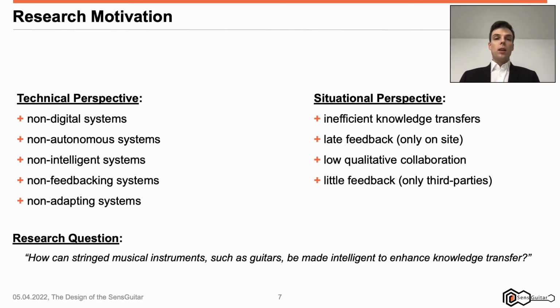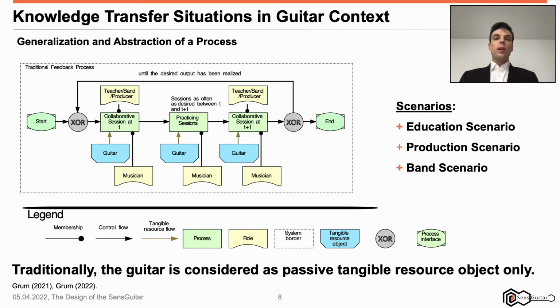However, the research question was the following: how can stringed musical instruments, such as guitars, be made intelligent to enhance knowledge transfer? Further, in the last session, we have conquered the generalization and abstraction of a guitar process. Our interim conclusion was that the traditional guitar is considered a passive tangible resource object only. It's indicated in blue here. At least this accounts for the 3 scenarios addressed and the standard electric guitar considered. Please get detailed information about this from the last session.